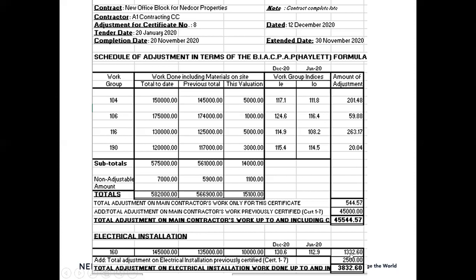Right, do the calculation, 0.85 times V, IE divided by IO less 1, that will give you 1,332 Rand, plus the previous accumulative total for certificate 1 to 7, gives you 2,500. A total for up to and including certificate 8 of 3,832 Rand and 60 cents. So you'll do this up till practical completion, and you can make a note in this case, for this example, it is a practical completion certificate number 8. We will do number 9 in a few moments.